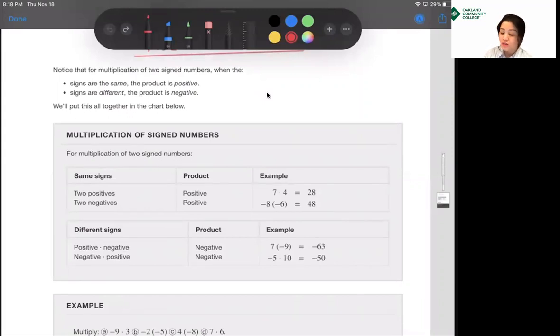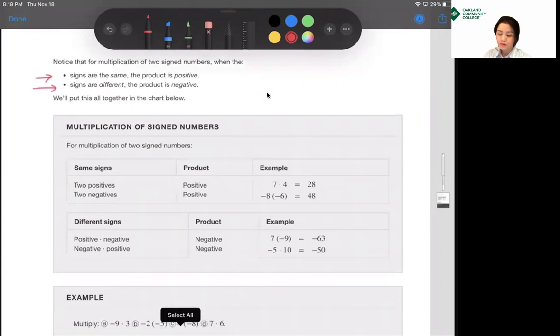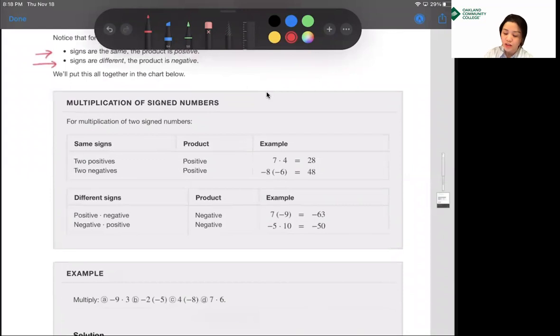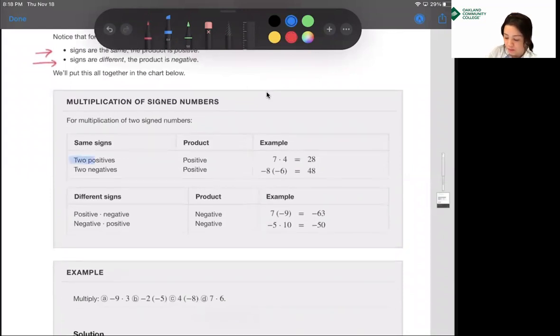For multiplication of two signed numbers, when we have the same sign, the product is positive. If the signs of the two numbers are different, then the product is negative. I put together the chart below. If I multiply two positive numbers, then the product will be positive, right? For example, 7 times 4 is positive 28.